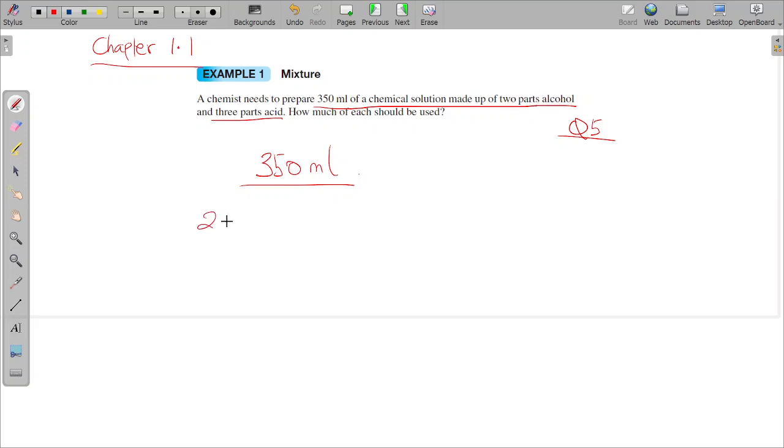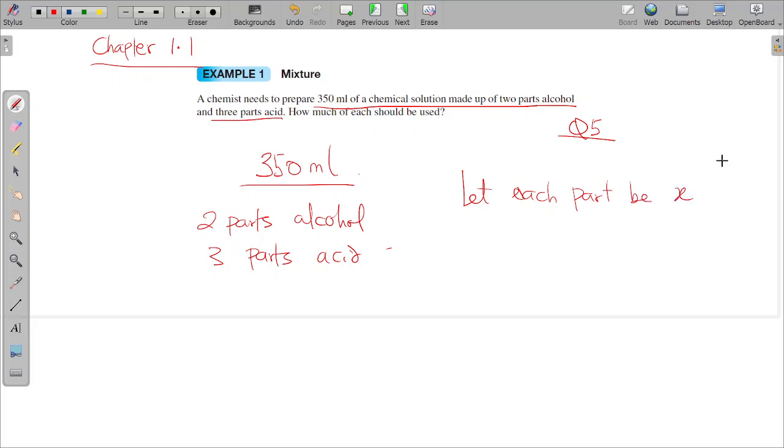So we have 2 parts of alcohol, and then we have 3 parts of acid. So we need how much each should be used. We don't know. So what we do in that case is that we say let each part be n, or you call it x, anyone. Anything we don't know in mathematics, we always represent it by x. Okay, so that we can solve for that x.